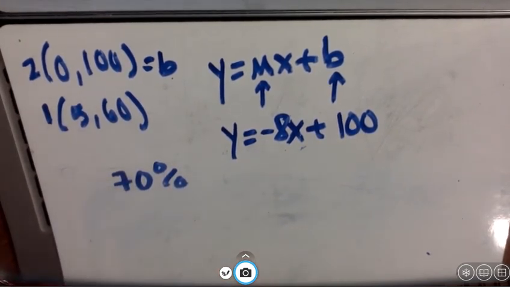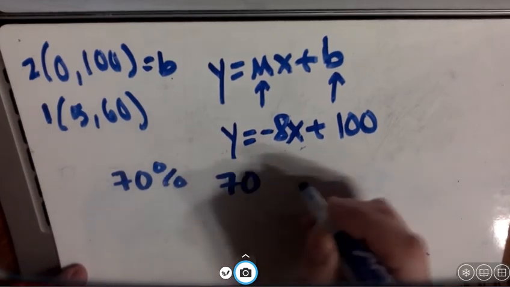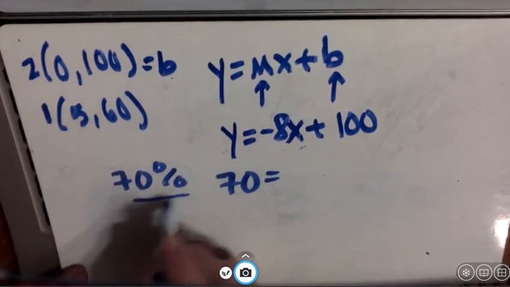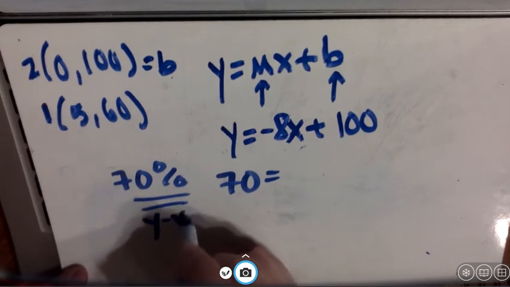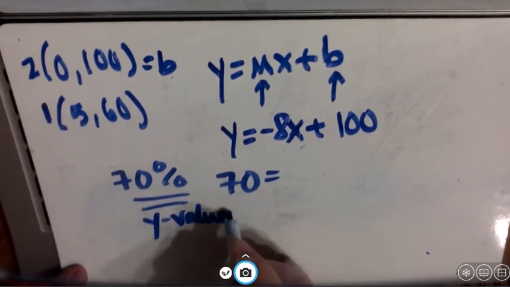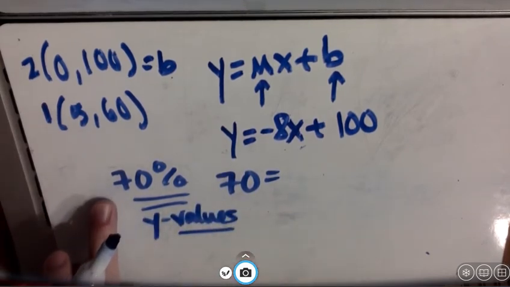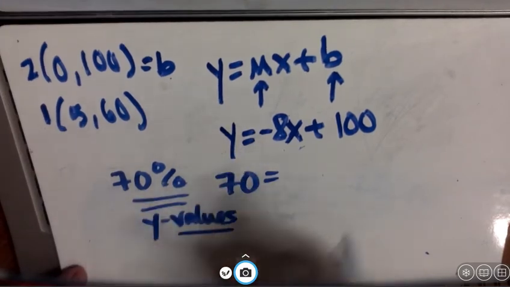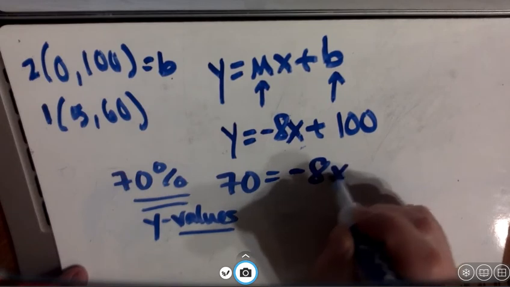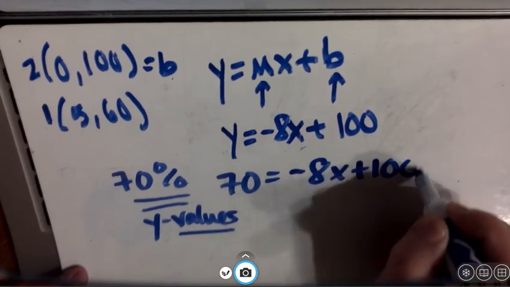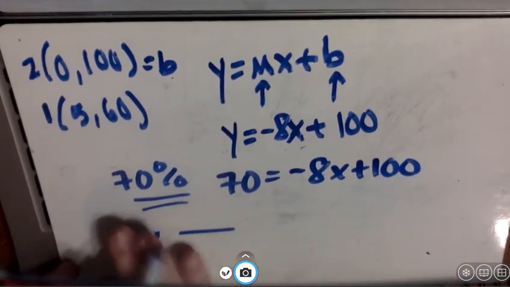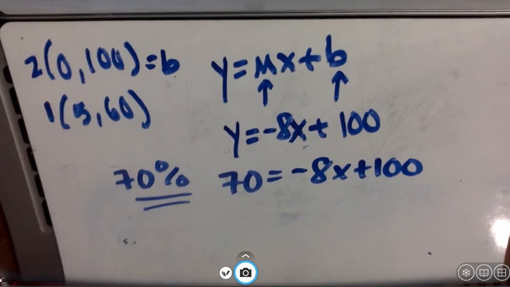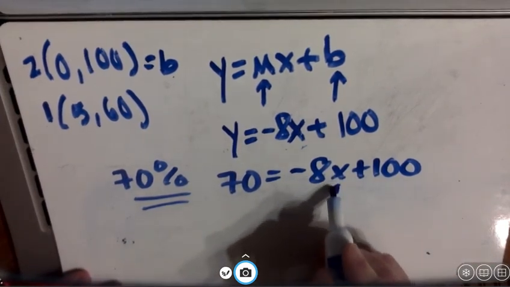How about 70%? If we were looking at 70%, 70% is my y value. This is my dependent variable. It's very clear that my math grade depends on my absences. So my 70% is going to go into the y value. I want to figure out what the independent variable, the number of absences I can have to maintain a 70% in math class. So I'm going to now solve for x.